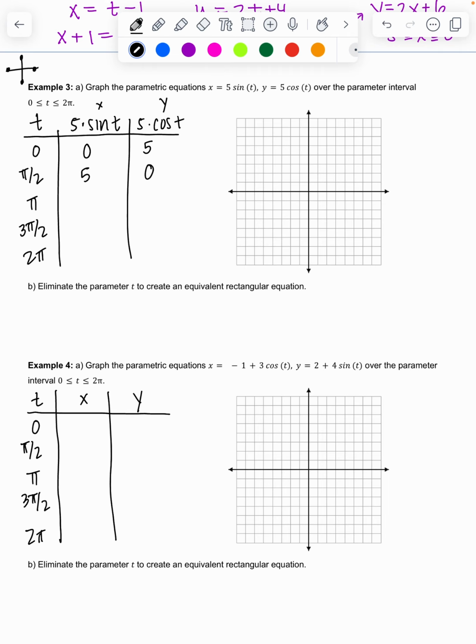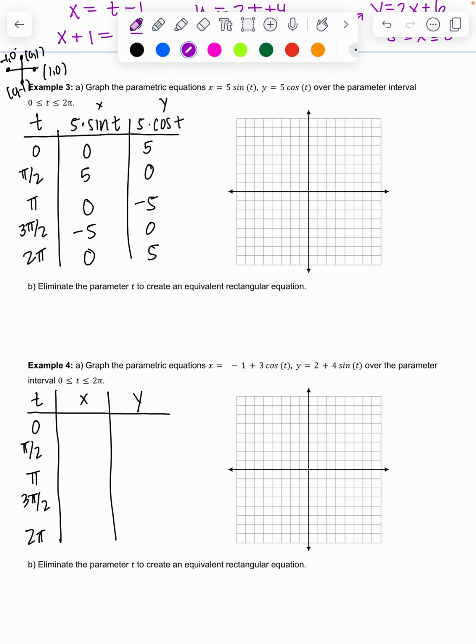Pi, sine of pi is 0 times 5, 0. Cosine at pi is -1. 5 times -1 is -5. So on and so forth. So I fill out the rest of my table here, just knowing those points of 1, 0, 0, 1, -1, 0, and 0, -1. So I'm just using those points to find those sine and cosine values and multiplying them by 5.